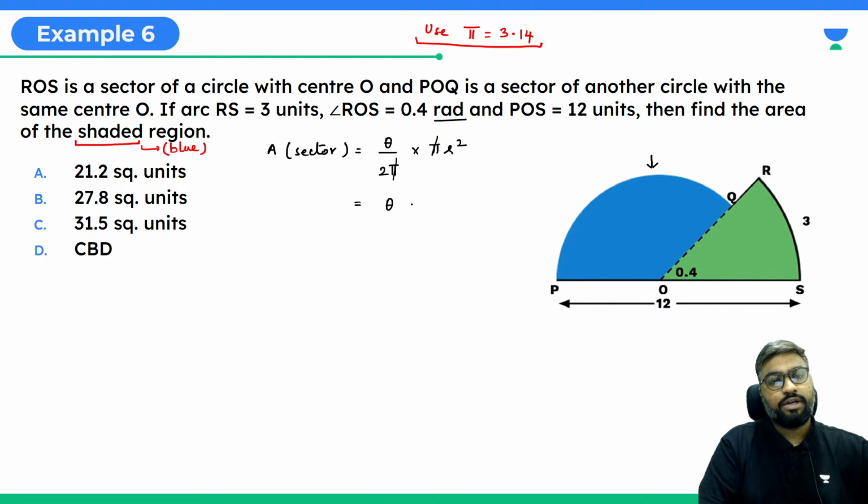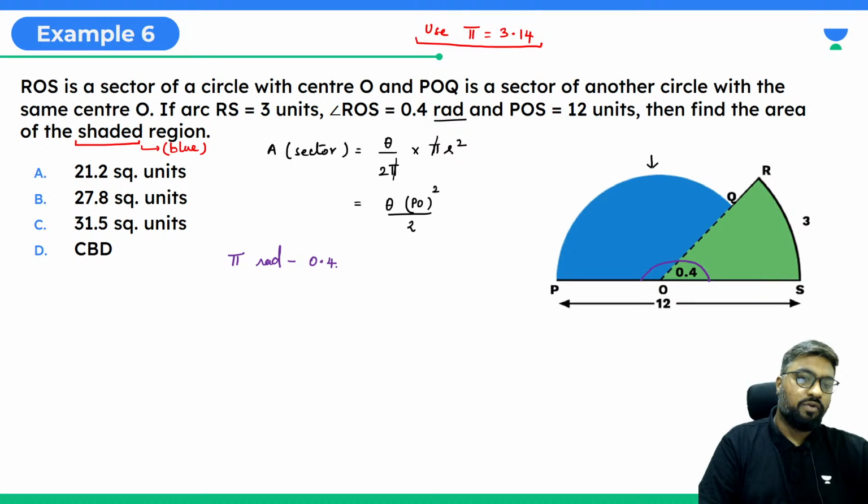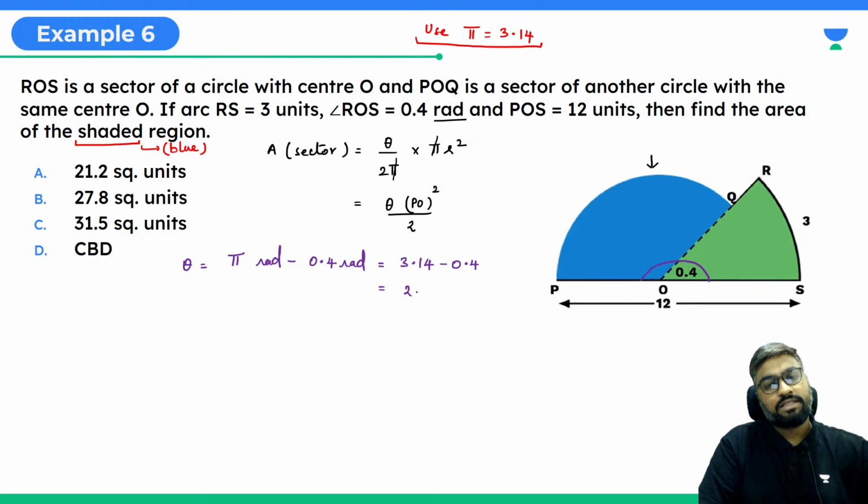R for this sector is going to be PO. So theta into PO square by 2. This is what we need to find out. First let's go for theta. Since it's a straight line, it's going to be 180 degrees, which is pi in radians. So pi radians minus 0.4 radians gives me the value of theta. Pi is approximately 3.14, minus 0.4 gives 2.74 radians.